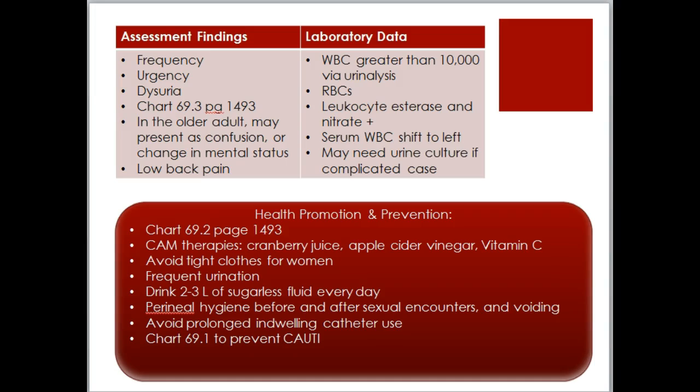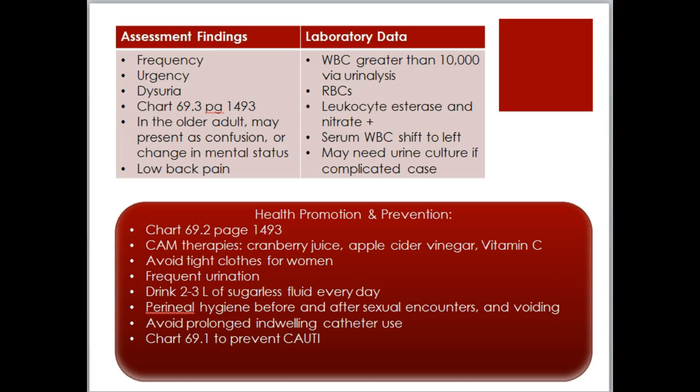We talked about in class their laboratory findings, and it should be 100,000, I apologize for the error on the PowerPoint, 100,000 or greater white blood cell count via your urinalysis. And this is something that can be done via a dipstick or a urinalysis exam. Red blood cells can be positive. Your leukocyte esterase and nitrite are normally both positive. If the nitrite is not positive, that means it is not an E. coli indicated urinary tract infection.